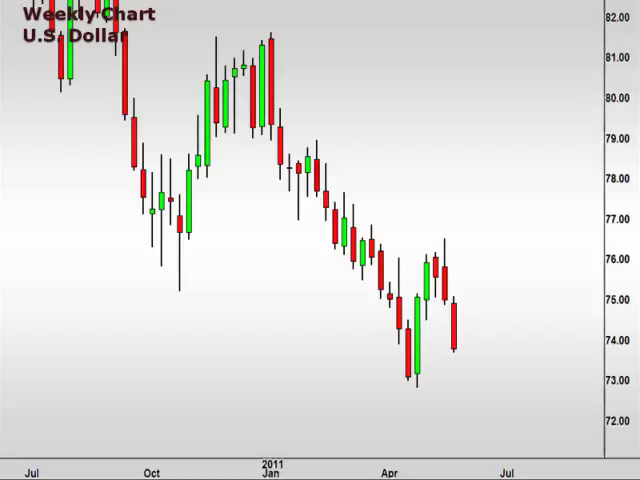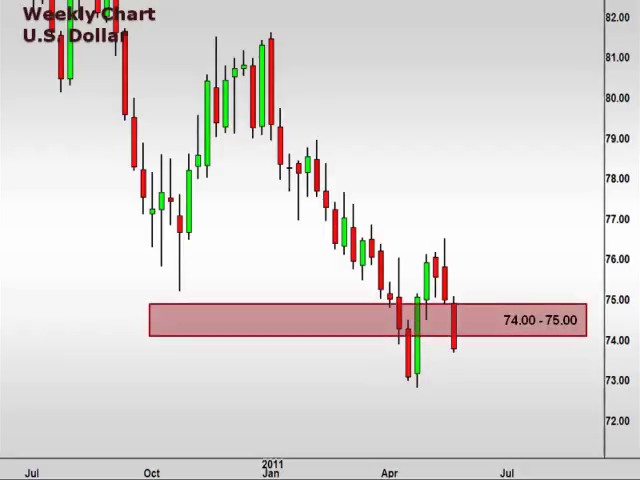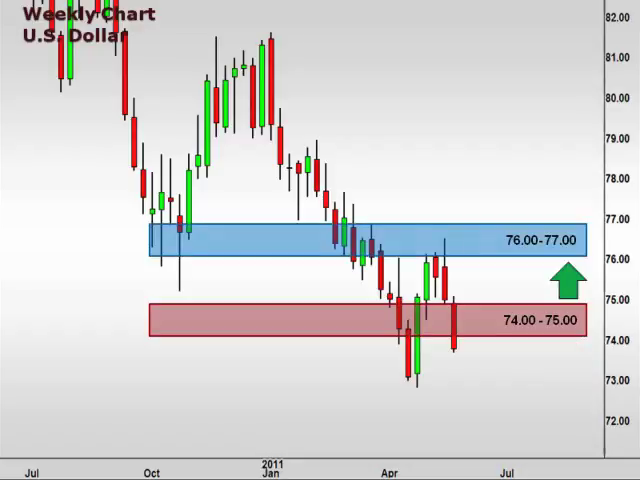Let's start with a look at a weekly chart of the US dollar index. This is a great way to gain perspective as to how the dollar has been trading against a basket of currencies. As you can see here, the US dollar lost significant ground last week, closing below our 74 focal zone. Without a reversal back into the 74-75 focal zone, the path of least resistance appears to be to the downside. We need to see a break above 75 to lend credibility to a resumption of the uptrend.